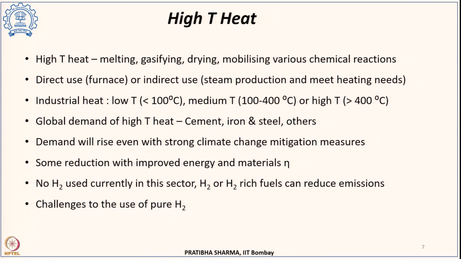Now, this requirement of heat can be categorized into three categories: low temperature heat, less than 100 degree centigrade, medium temperature, 100 to 400 degree centigrade, or high temperature, greater than 400 degree centigrade. And the major global demand for high temperature industrial heat comes from the cement industry, iron and steel industry and other industries. The demand for this industrial heat will continue to increase even if strong climate change mitigation measures are taken. However, there will be some minor reductions owing to energy and material efficiencies.